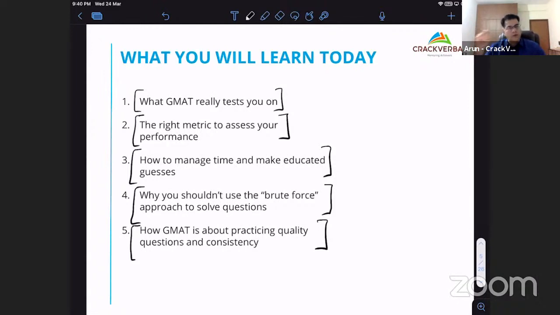Right? And what I want to do is, in order to set context for what we have in store today, why don't we start off with a quant problem? I know I'm starting with a quant problem, though I said this is going to be for verbal, but I think it is easy for us to understand in context of quant, right? And that's why I wanted to give this example.